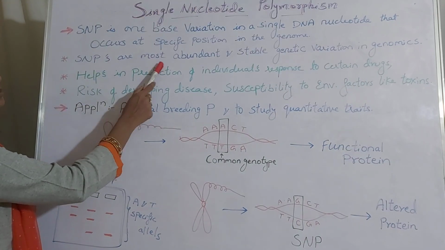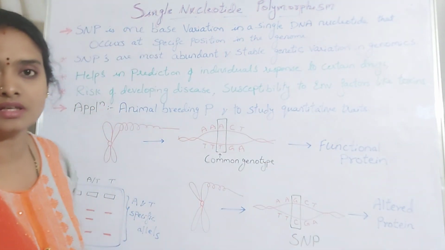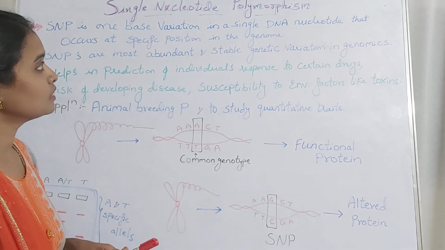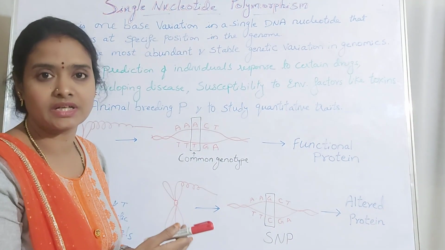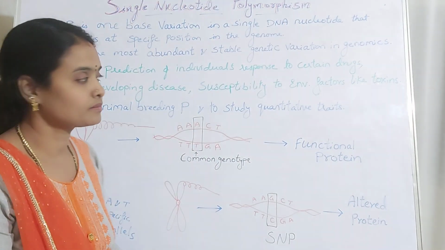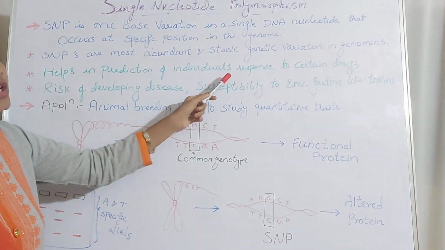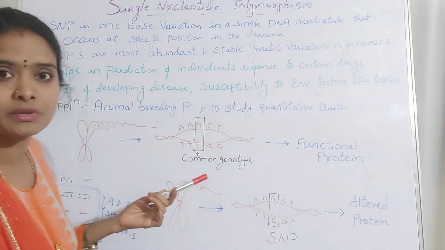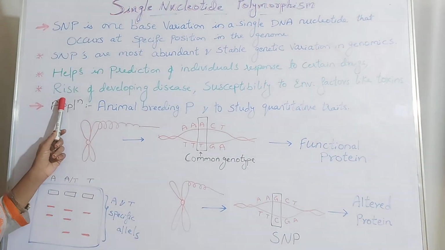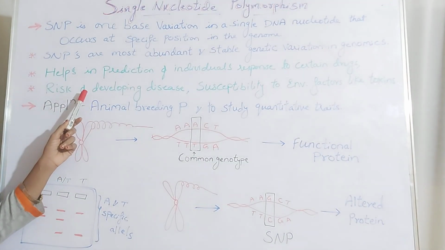See here, the SNPs are the most abundant and stable genetic variation that is occurring in the genomics. So it forms a very efficient tool for selecting the farm breeds, right? That means the farm breeds which are having more beneficial characters. And then this SNP also helps in prediction of individual response to certain drugs, chemicals and other substances, right? And then they also help to check the disease developing breeds also, right?